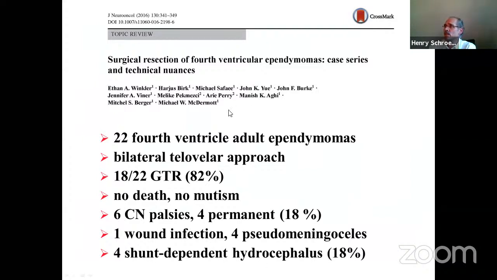If you compare to the literature, there's a recent publication about 22 fourth ventricle ependymomas. They used the bilateral Telovelar approach. I never used bilateral. I always go from one side because I can retract the vermis to the other side. So I don't know why they do bilateral. I always do only one side. There was no death, no mutism. They had 4 permanent cranial nerve palsies, and they had 4 shunt-dependent hydrocephalus.